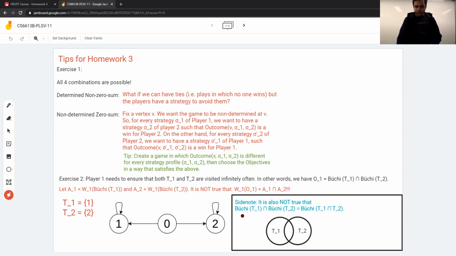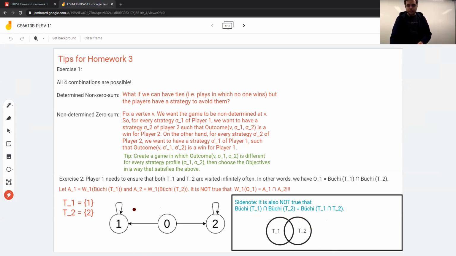So you can have a path that comes here, visits T1, goes out, visits T2, comes back, visits T1 again, visits T2 again, and so on, without ever visiting their intersection, right? This path would be in Büchi of T1 intersection with Büchi of T2, but it will not be in Büchi of T1 intersection T2. So these are two completely different things.